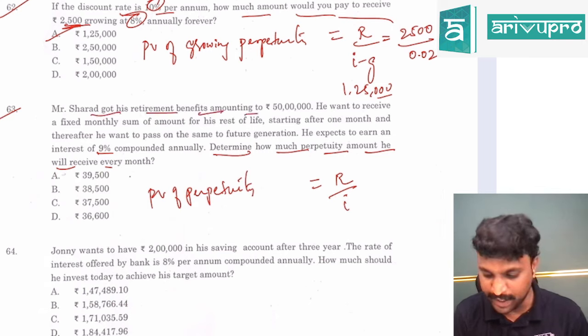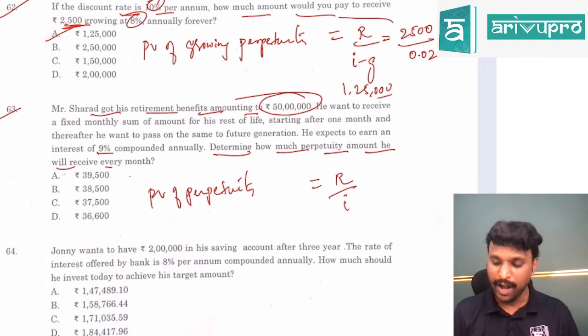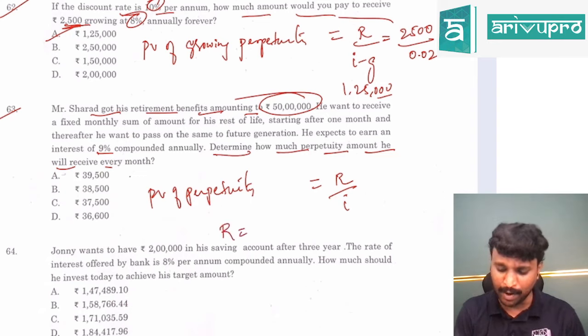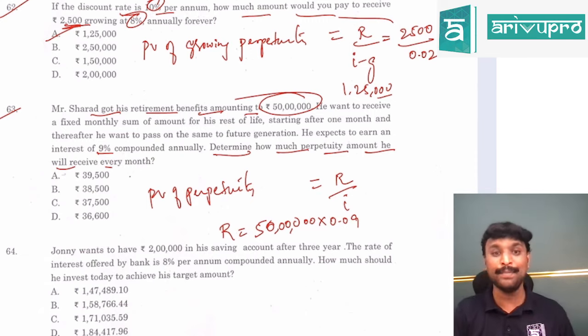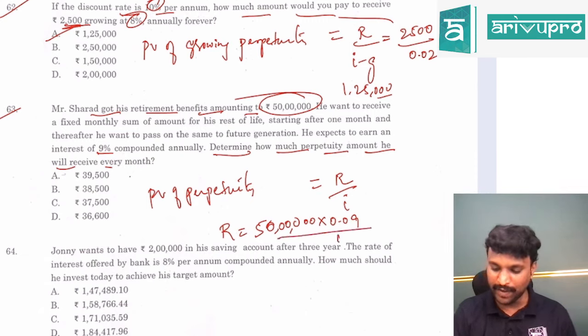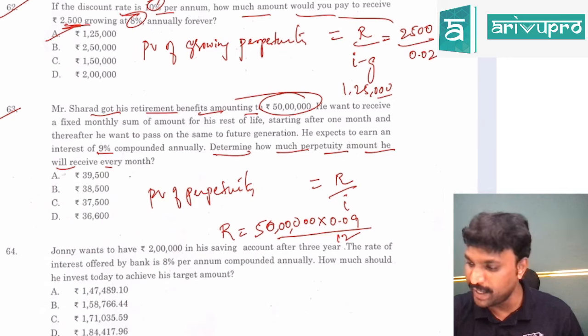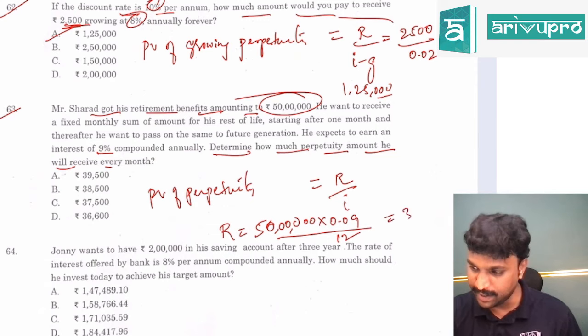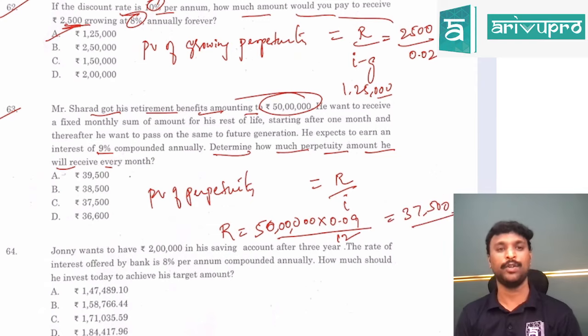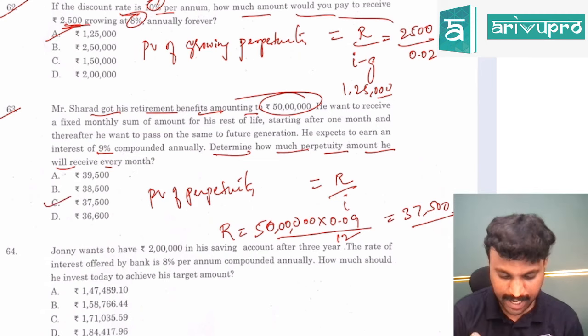R by I. So PV of a normal perpetuity, we need, it's given how much? Sharath got his retirement benefits amounting to 50 lakhs. So this is the present value. So all that we have to do is 50 lakhs should be multiplied by I to get the receipt amount. So 50 lakhs into I is how much? 9%. That means 0.09. Guys, this is per annum receipt amount. If you want per month, you have to divide it by 12. So it's going to be 50 lakhs into 0.09 divided by 12, and the answer is 37,500 is the receipt amount he would receive as a pension every month. So option C is the answer.